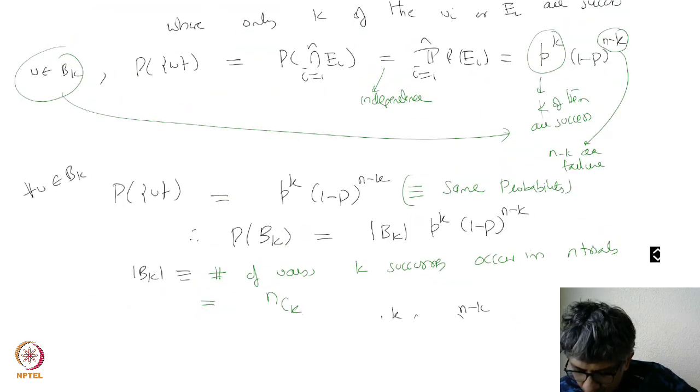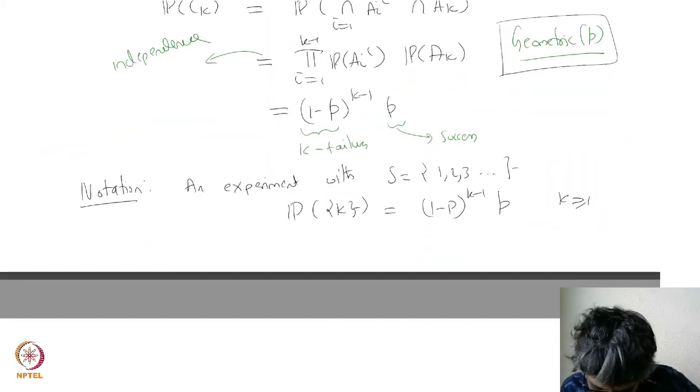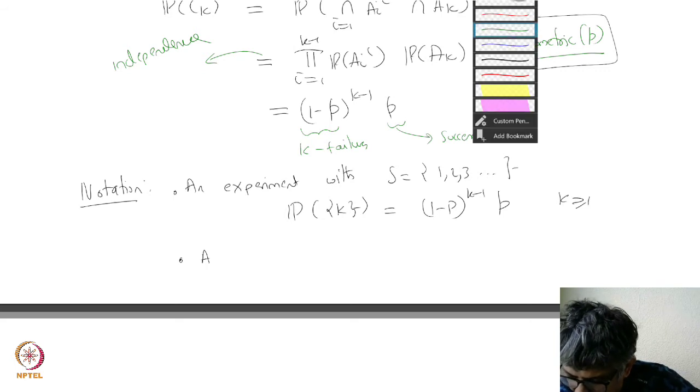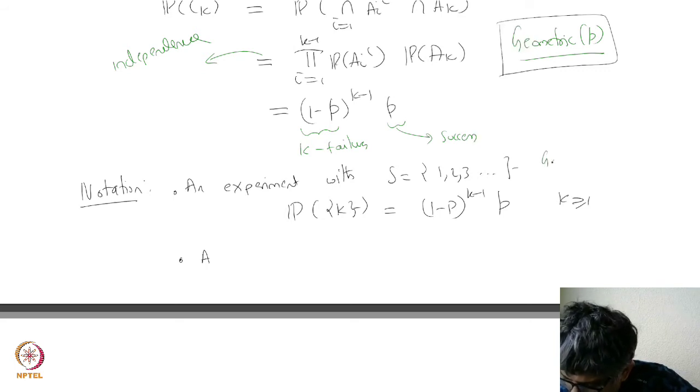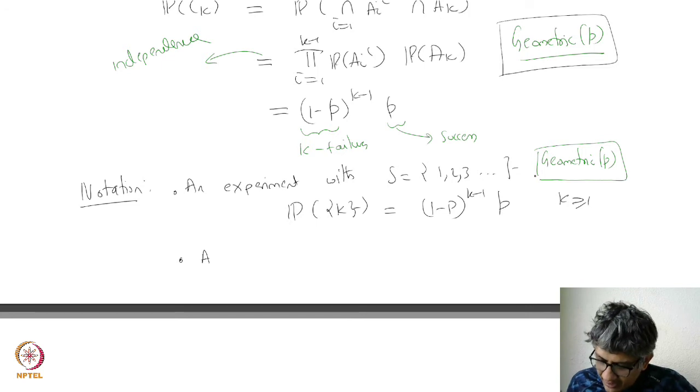So we have seen two ways of doing it. One notation is this. The other notation I'd like to introduce is that of an experiment. This is how you use geometric. Geometric can be viewed as a coin toss or a rolling die, but with two events, success and failure. And then you look at the number of trials required to get the first success, the kth trial, with this probability.